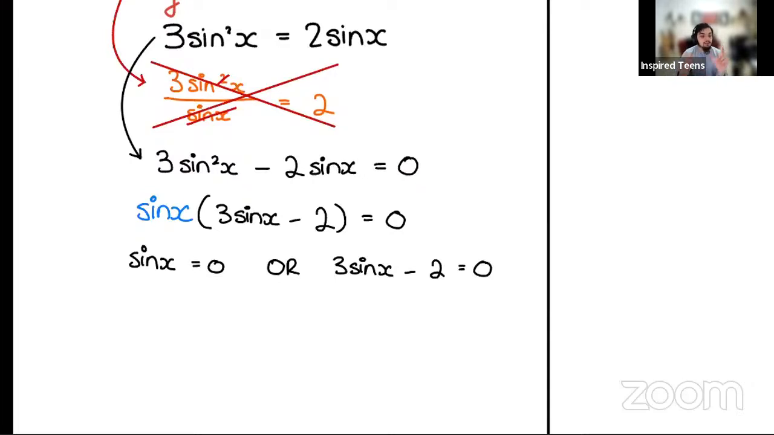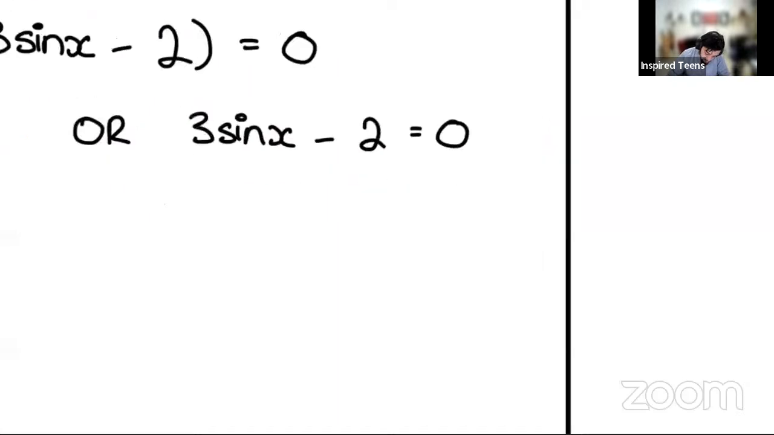Okay, so now I have 2 solutions, whereas if you followed this, let's do the incorrect thing. You would have been left with 3 sine x is equal to 2, because you canceled one of the sines. And then you would have had sine x is equal to 2 over 3.